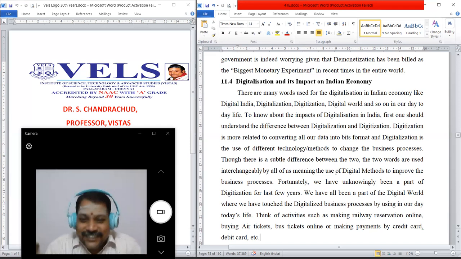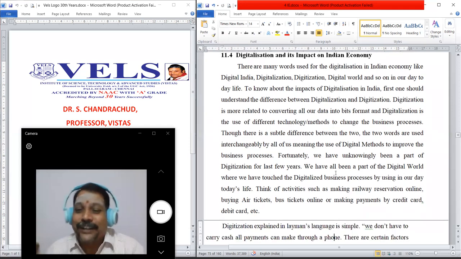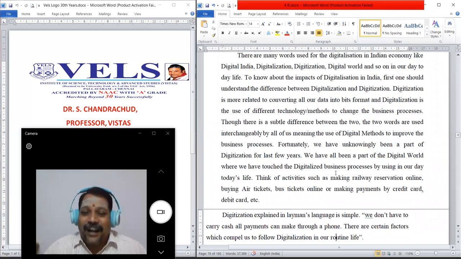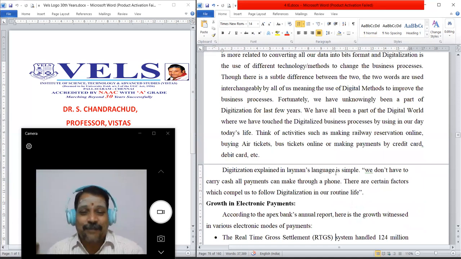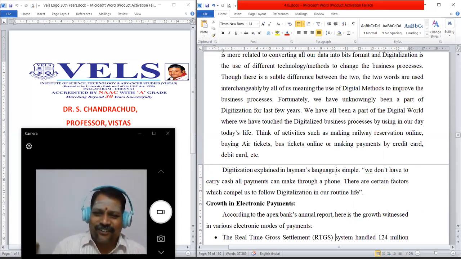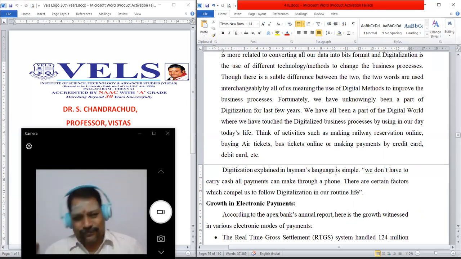So this digitalization policy of India only makes us comfortable, and we are getting more information about it. Digitalization explained in layman's language: we don't have to carry cash for all payments. We can pay through phone. There are certain factors which compel these decisions in our routine life. People are not carrying cash with them. Everybody is having a smartphone. Android plays a vital role for Digital India.